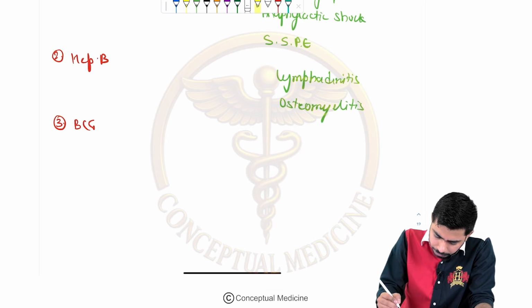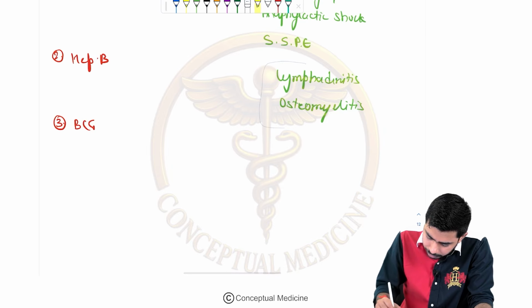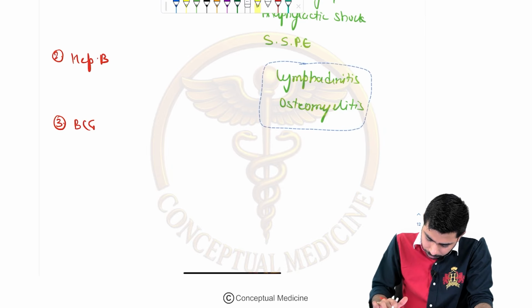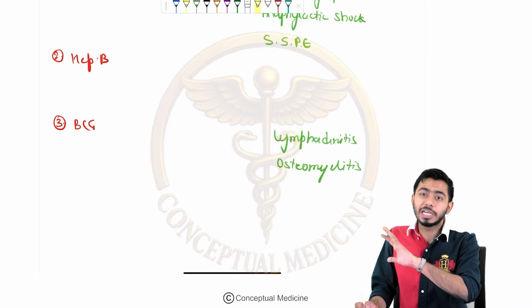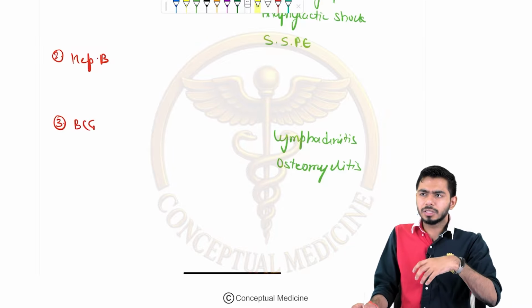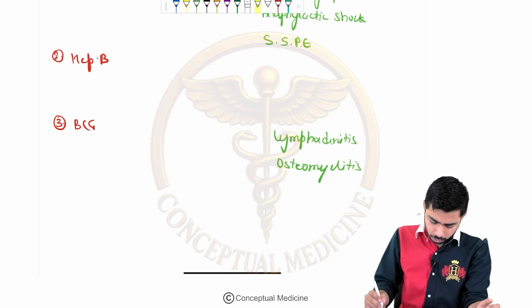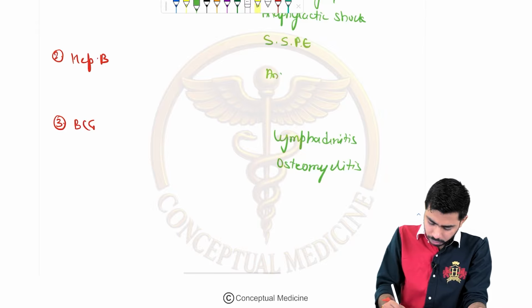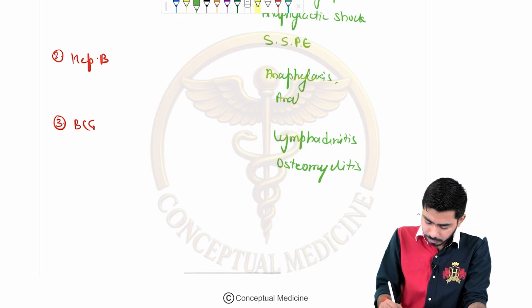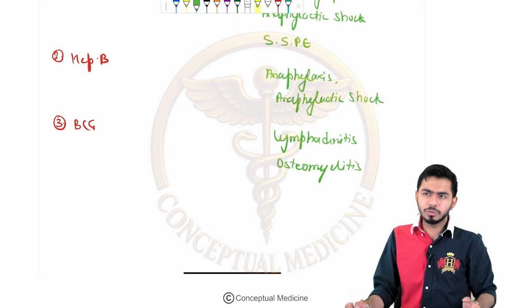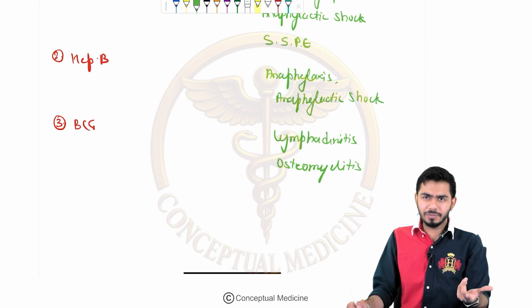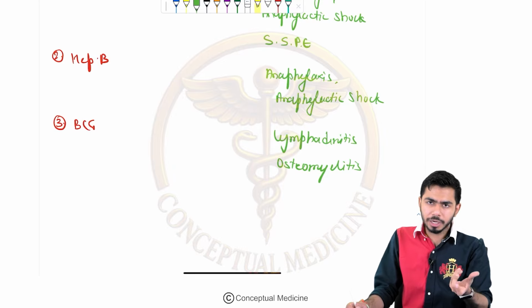Rather, I would recommend you remember lymphadenitis and osteomyelitis for the BCG. And for hepatitis B, usually there are not many side effects. You just remember that some patients might react to it, so anaphylaxis or anaphylactic shock might be the complication. Anaphylaxis can be shown from any vaccine, but usually the hepatitis B vaccine is pretty safe and commonly does not show any kind of adverse effect.